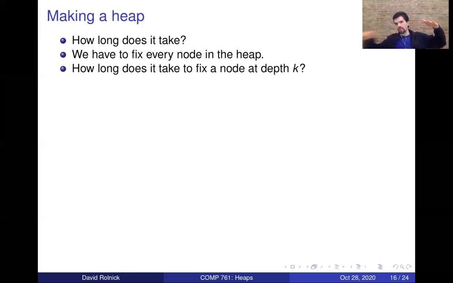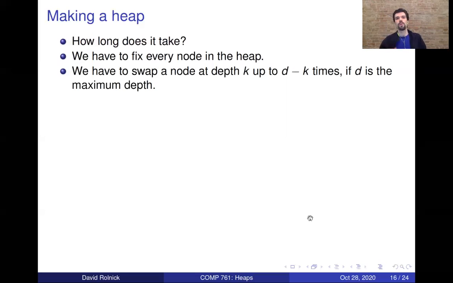So we're fixing the bottom row first, and that took 0 time because there were no swaps necessary. Depth 1 above the maximum depth is going to take 1 swap. If you're 2 above the maximum depth, or 2 less than the maximum depth, then it takes 2 swaps, potentially. 3 above, it takes 3 swaps, and so on. So we have to swap a node at depth k up to d minus k times if d is the maximum depth.